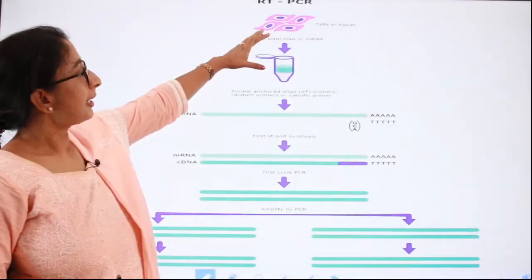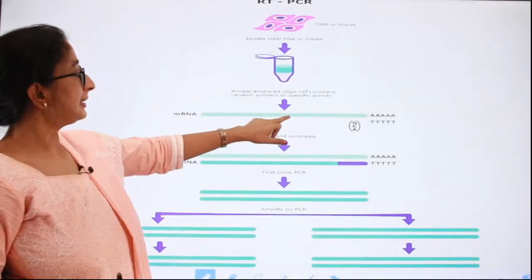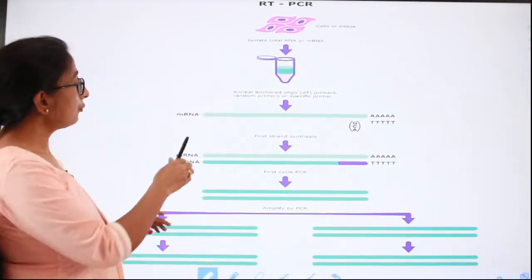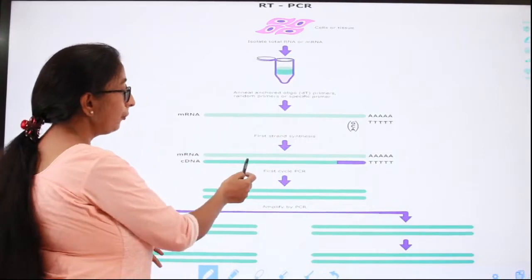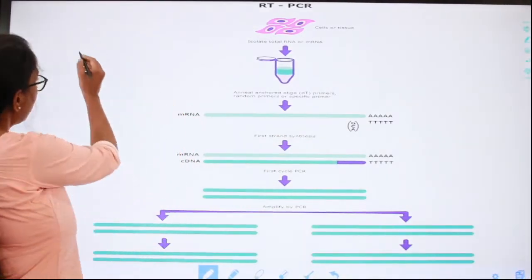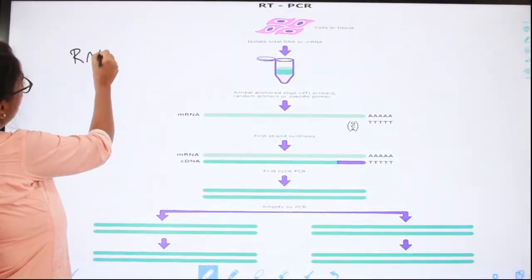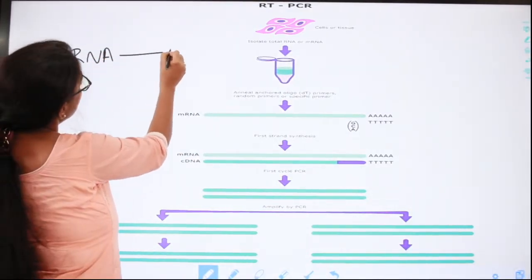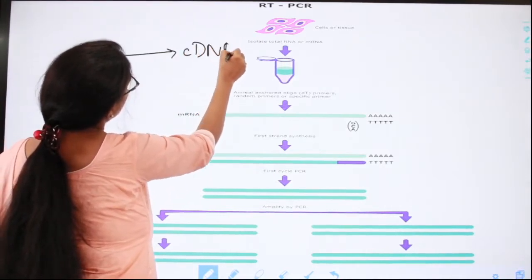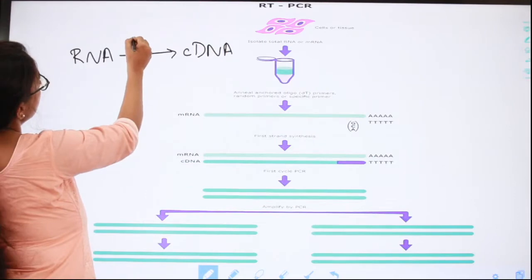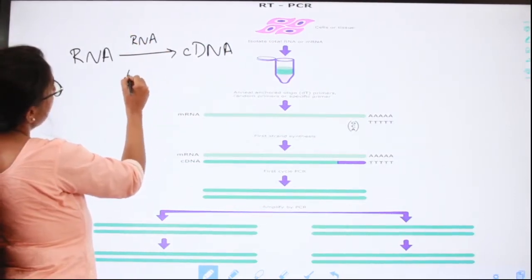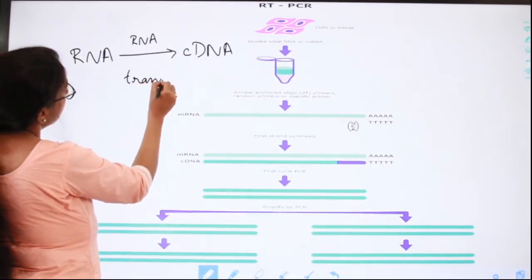First, the RNA is isolated. This is a single strand. RNA is a single-stranded molecule. I told you already, isn't it? So, from this single strand of RNA, we are synthesizing a complementary DNA. So, from RNA, we are synthesizing a DNA, complementary DNA strand using the enzyme reverse transcriptase. The enzyme which we use for this is called reverse transcriptase.